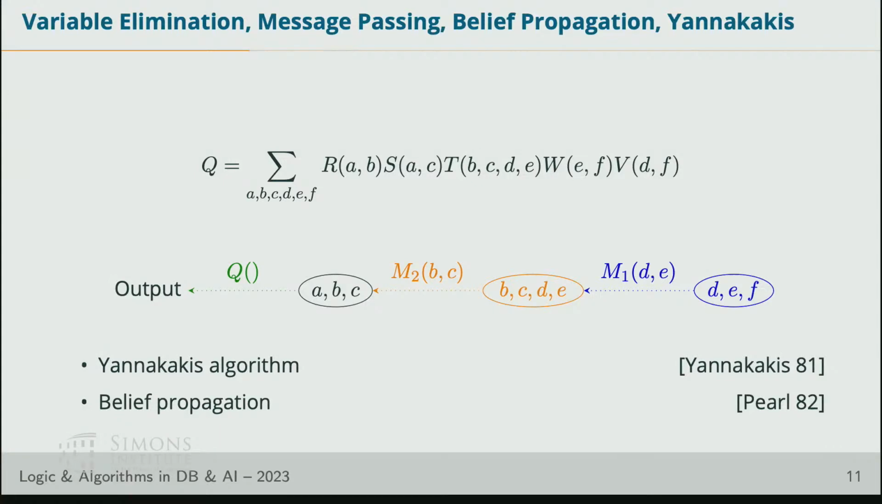And under the right algebra, this is actually called the Yannakakis algorithm or belief propagation algorithm from Pearl in 1982. So they are basically the same thing. Now, both of these papers talked about acyclic queries, though. So it wasn't on fractional hypertree width, but it's basically the same idea.